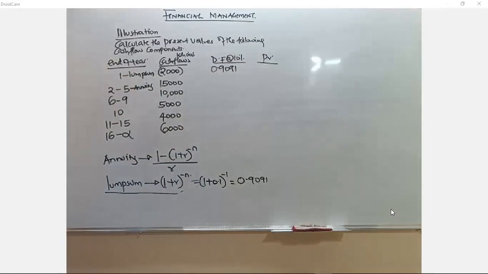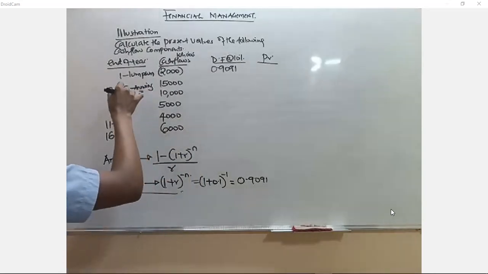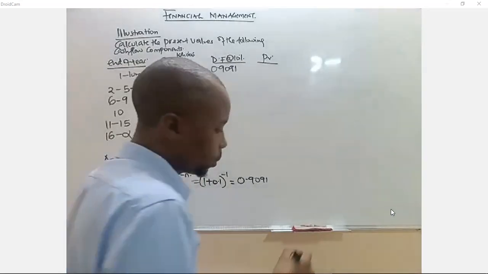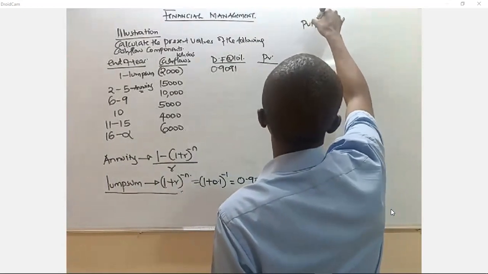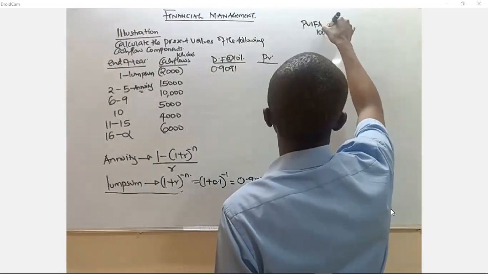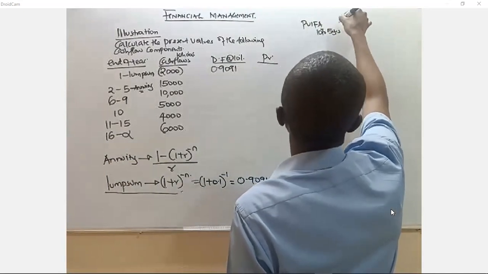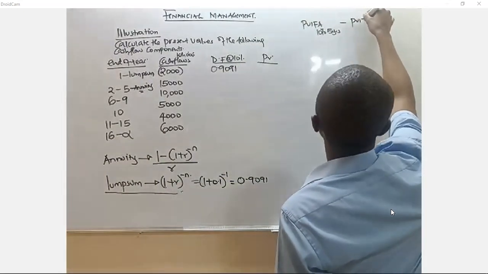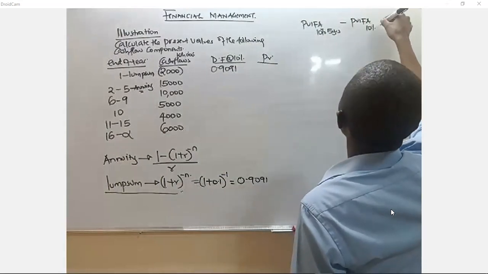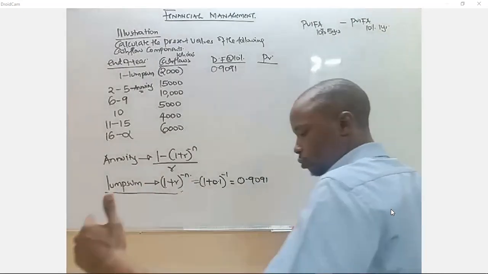But what happens to year two to year five? So what am I going to be doing with it? It will be very simple, in the annuity. I'm going to be taking the present value interest factor annuity, the rate we have said 10%, 5 years. Then we subtract, because we don't need year one and year zero, the present value interest factor annuity 10% for 1 year, because we want from year two to year five.